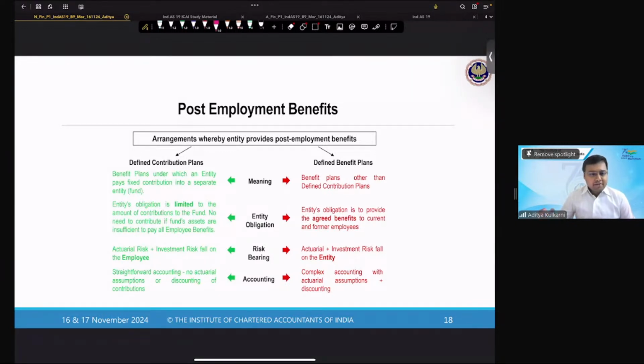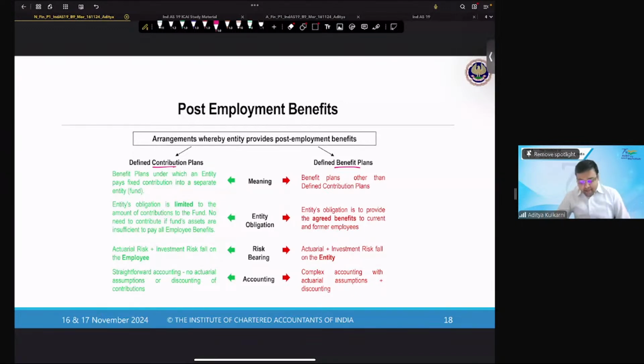One is a defined contribution plan and one is a defined benefit plan. Defined contribution and defined benefit. The defined contribution plan is put as green because this is the simpler one. This is something which you don't have to put in much mental activity. It's a normal monthly activity that keeps happening. Defined benefit plan is where all the complexities lie.